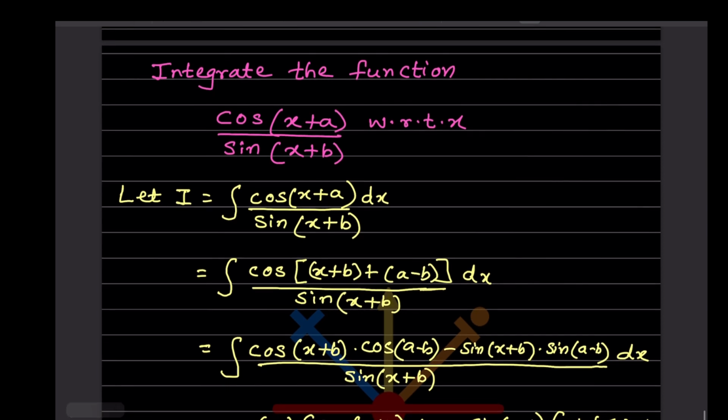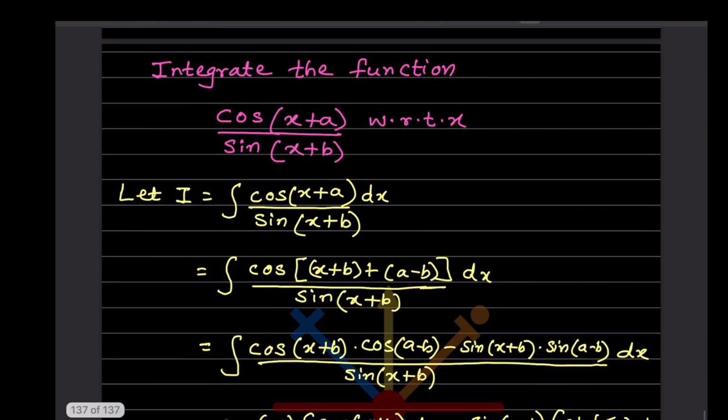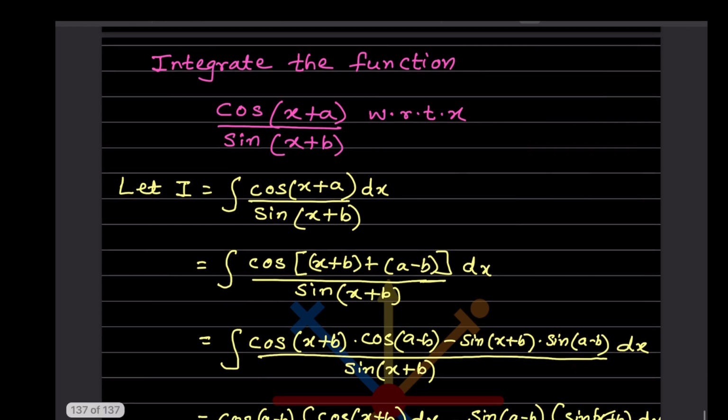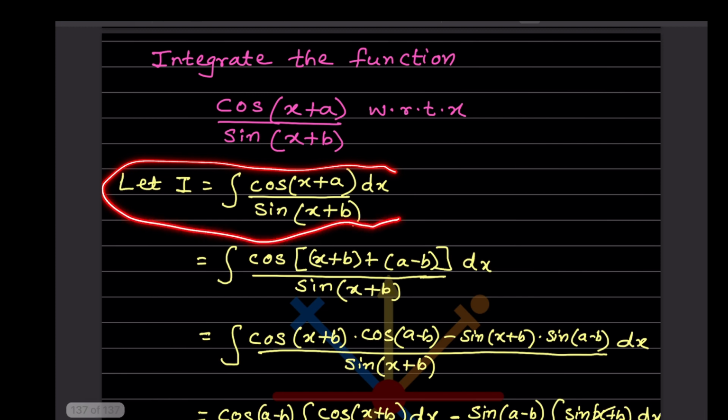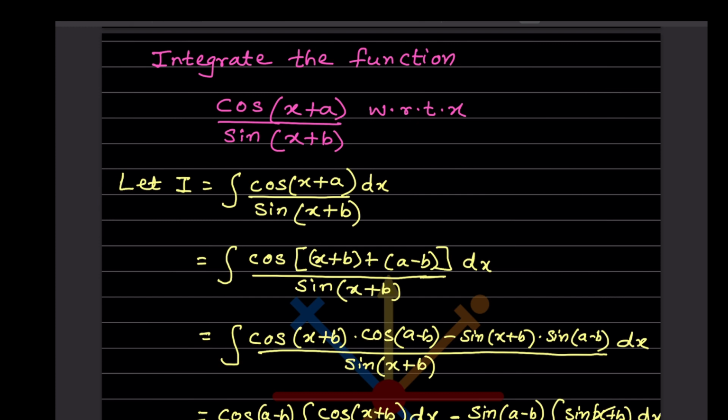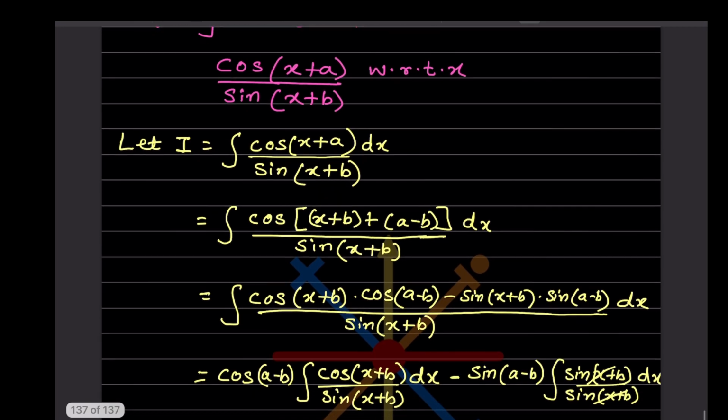Now we have to integrate the function cos x plus a divided by sin x plus b with respect to x. So now this is the integration that we can write. I is, we can just write this one. So put the dx sign, and because we have to integrate, we have to put the integration sign. So now this will be cos of a plus b, and we can also write this as cos of x plus b plus a minus b, that is dx, and this is sin x plus b.